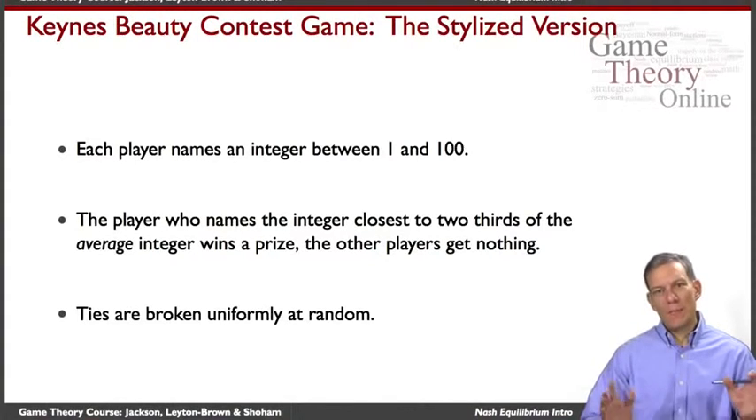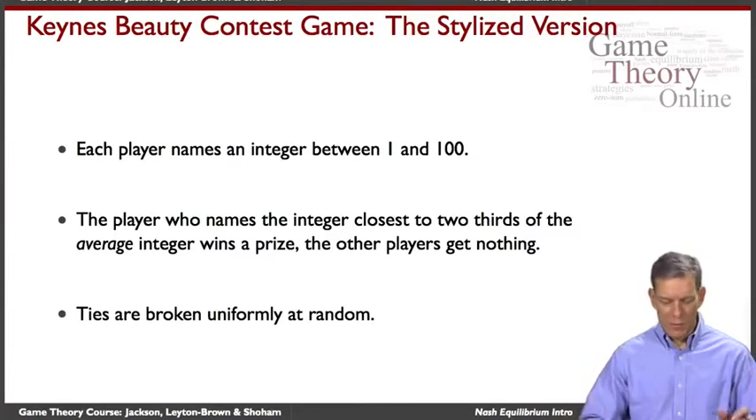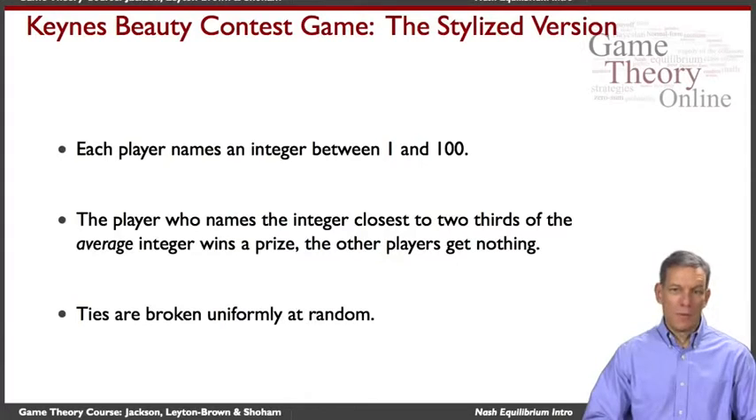If there's two people that happen to hit the same integer that's the right one, then ties are going to be broken uniformly at random. So we'll just flip a coin, or if there's three people, we'll roll a three-sided die, etc. Okay, so how would you play this game? You have to think about what other players are going to do and then forecast what you think the best integer is in response to that.